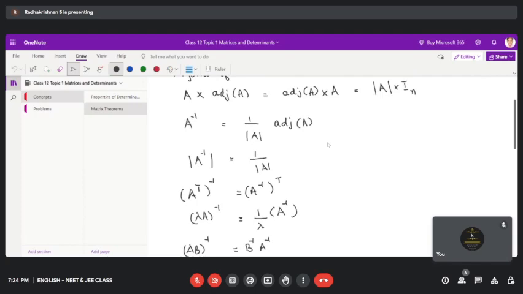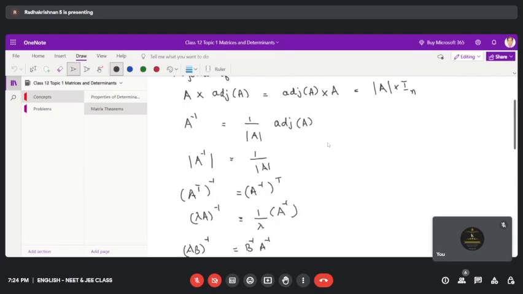I'm showing all this because you should be comfortable with this, and the problems are going to be mostly on these transformations, these kinds of formulas. So A into adjoint of A equals adjoint of A into A equals determinant of A into I. All these proofs and explanations are there in your book.